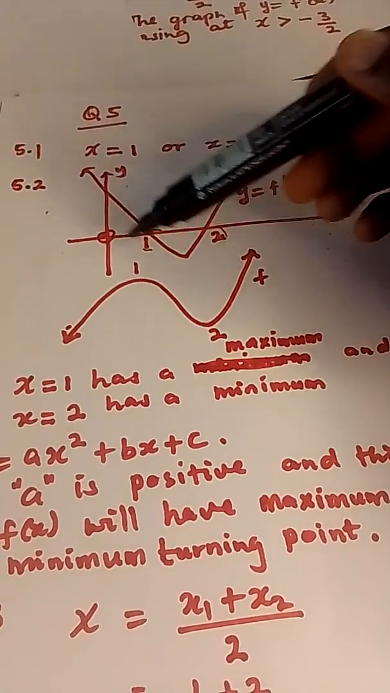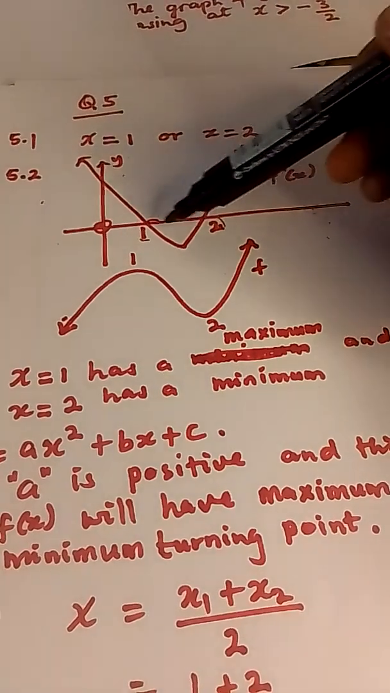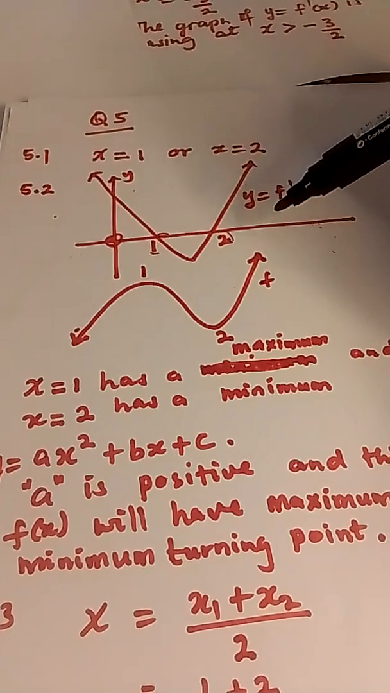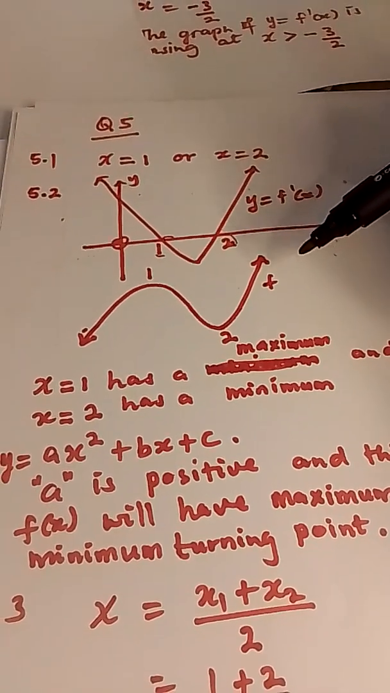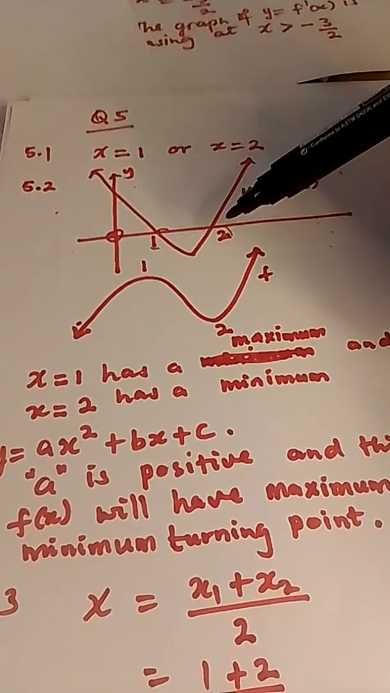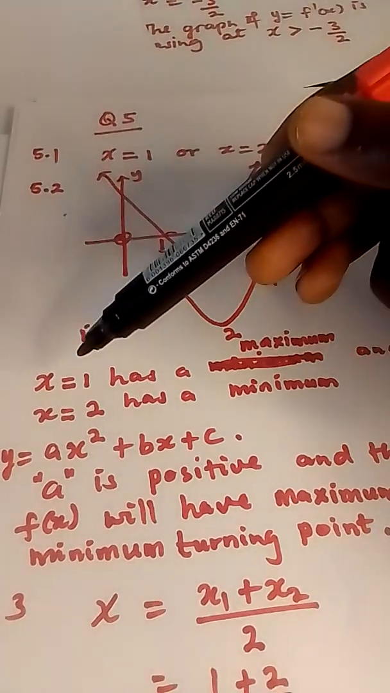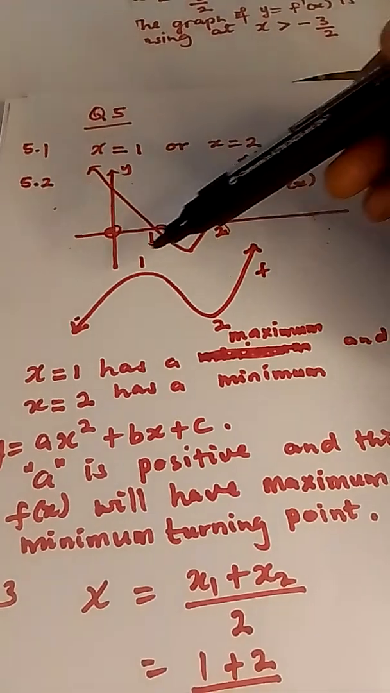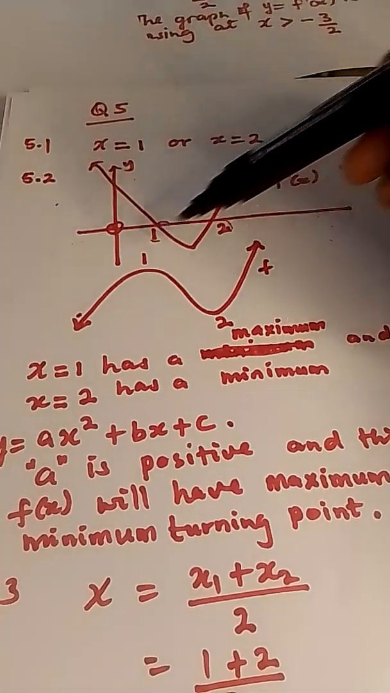It is smiling. That means a here is positive. From the graph that is given, a is positive. And then when I draw the cubic function using a positive value of a, it means I must have a maximum turning point before a minimum turning point. So looking at these numbers 1 and 2, 1 comes before 2.